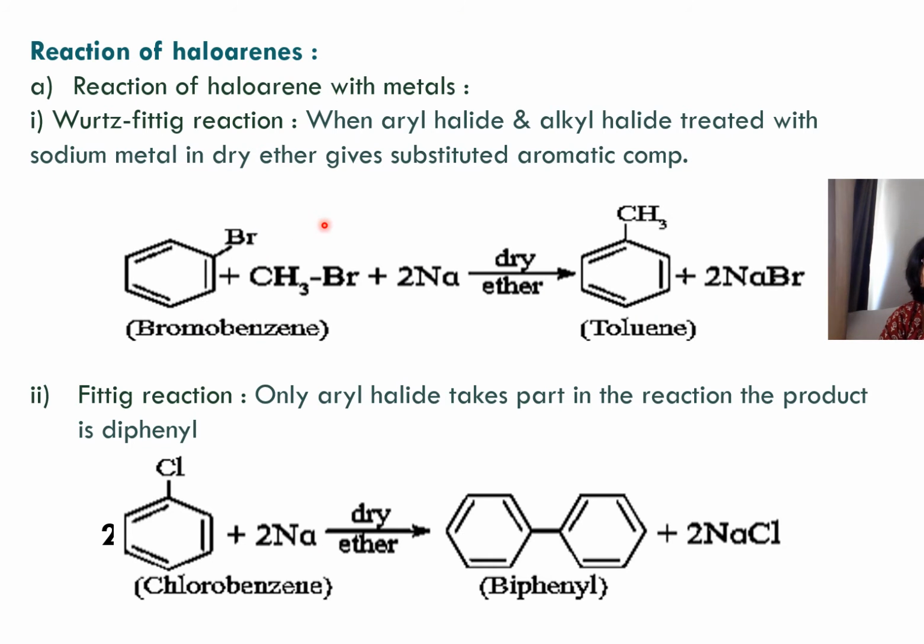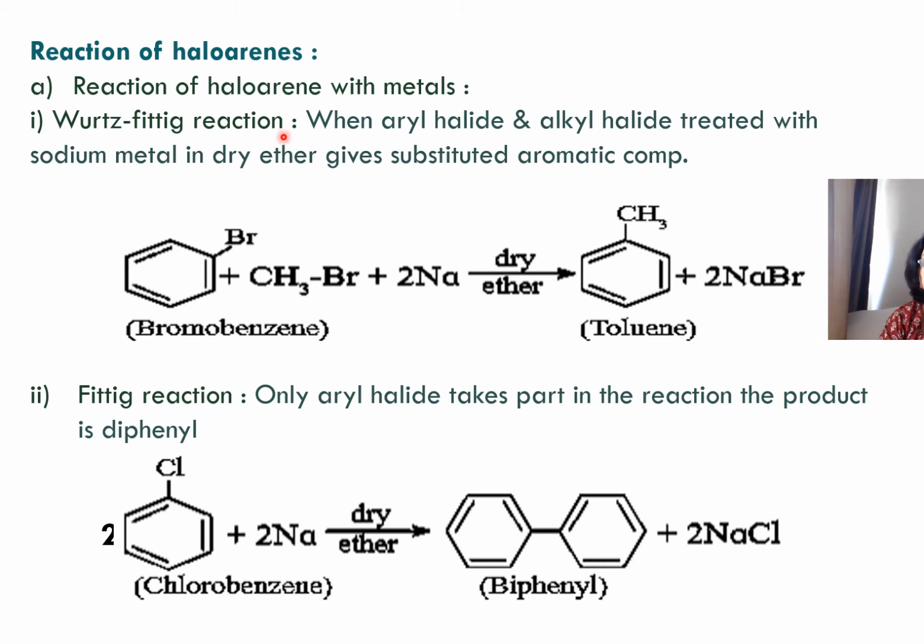So in the previous slide we did the reaction of haloalkanes. Now we have reaction of haloarenes. The first reaction is reaction of haloarene with metals. So reaction of haloarene with metals are of two types, Wurtz-Fittig reaction and the Fittig reaction.